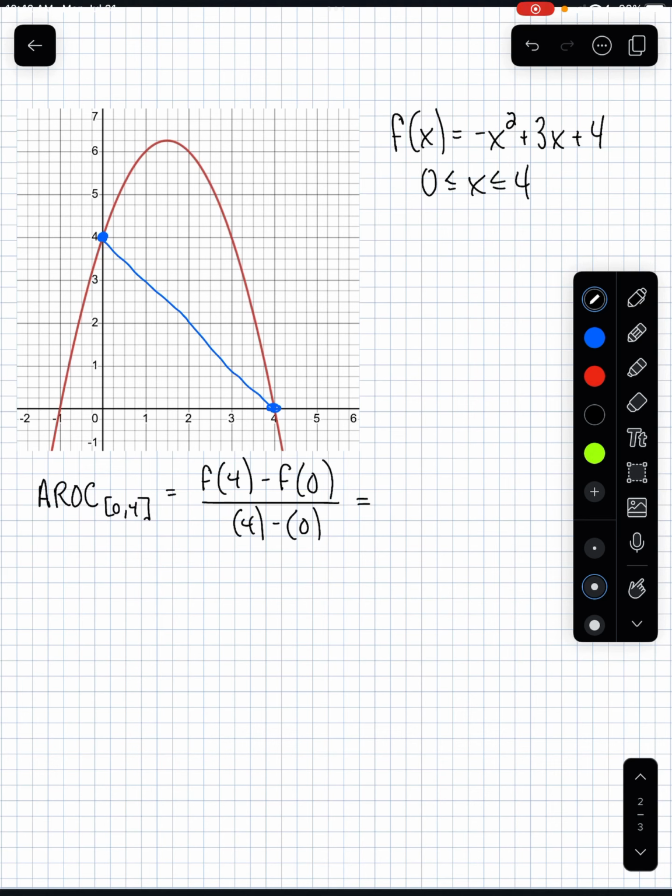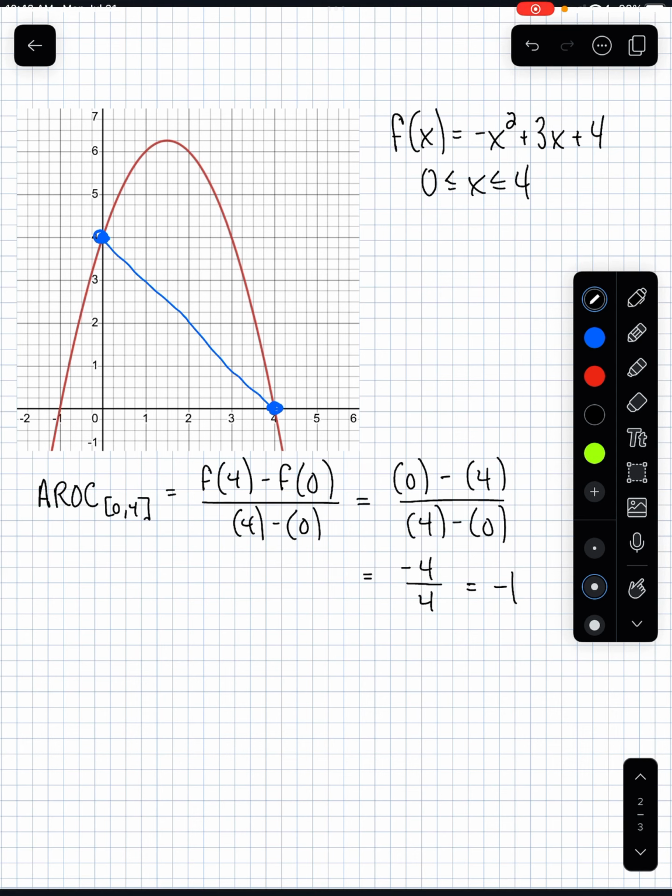And of course, we can substitute these x values into the function to get the y values, but we also have the graph right in front of us. f of 4 is 0. Meanwhile, f of 0 is 4. So what we get here is negative 4 over 4, and we get negative 1 for the average rate of change.